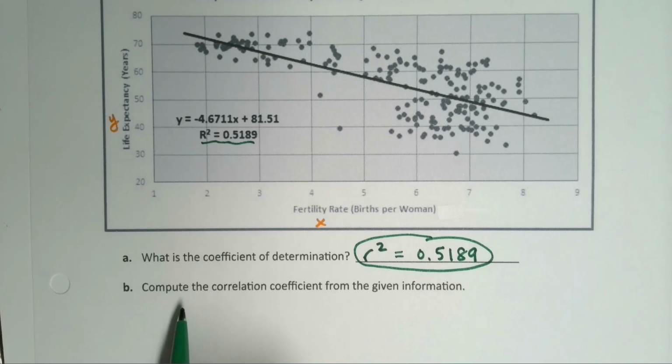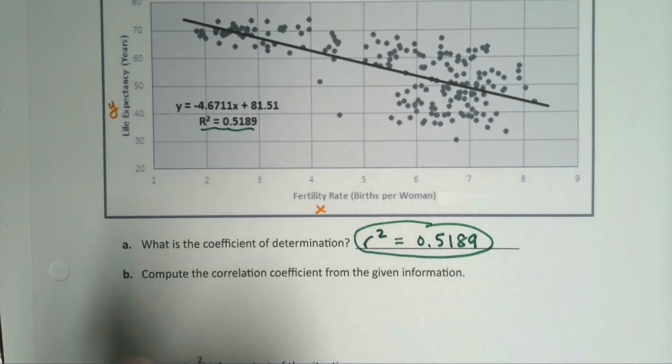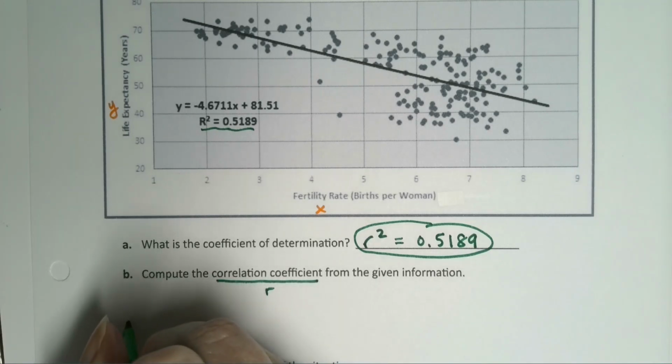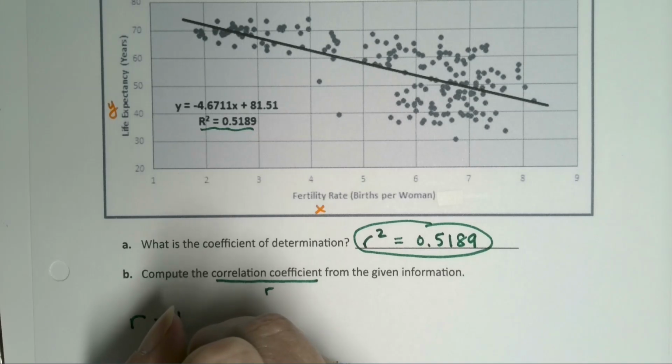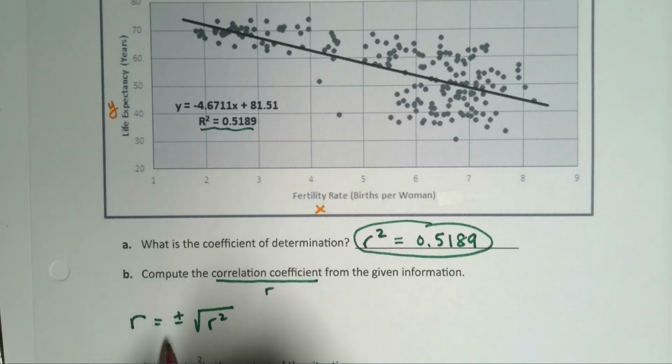Okay, so compute the correlation coefficient. That's a little bit tricky. So the correlation coefficient is r. You'll remember, we know that r is equal to plus or minus the square root of r squared. And you have to choose based on slope.